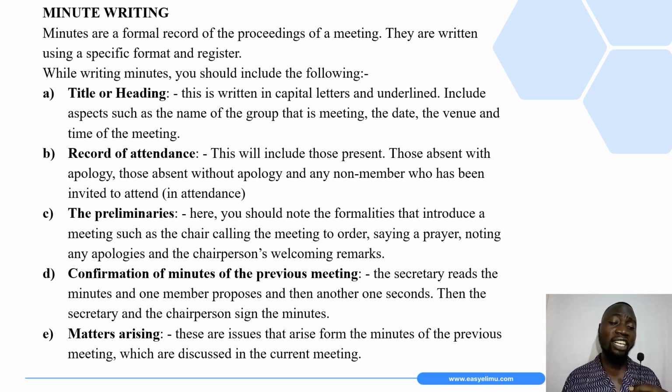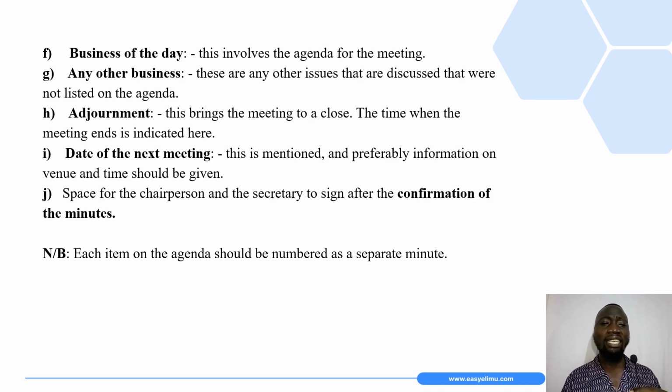So after that, we have matters arising. So these are issues that arise from the minutes of the previous meetings, which are discussed in the current meeting. So they are issues that were mentioned or discussed in the previous meeting, but were never concluded. So after the matters arising, we have got the agenda or the business of the day.